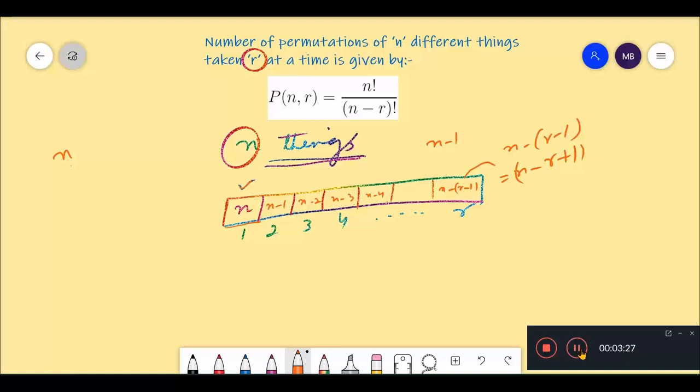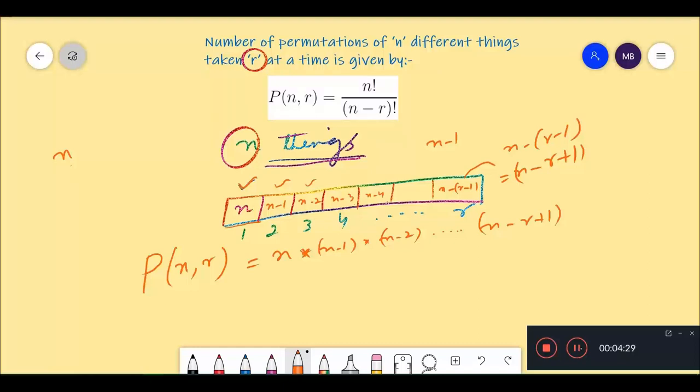Now here we have a multiplication problem, so we can apply the rule of product. What are the total ways to fill up these r places? The first has n ways to fill up, the second has n minus 1 ways, the third has n minus 2 ways. So if we want to find the total permutations of n objects taken r at a time, we get n into n minus 1 into n minus 2 and so on up to n minus r plus 1. So according to the multiplication principle, the first place can be filled with n objects, for the second place we have n minus 1 choices, for the third we have n minus 2, and so on until the rth place, where we have n minus r plus 1 choices.